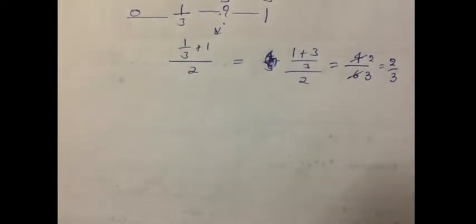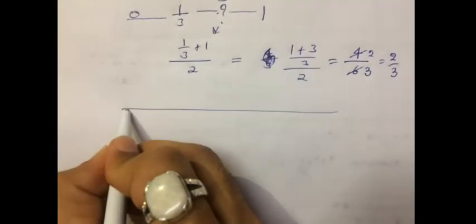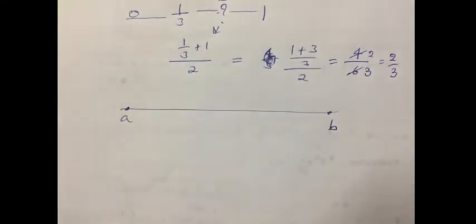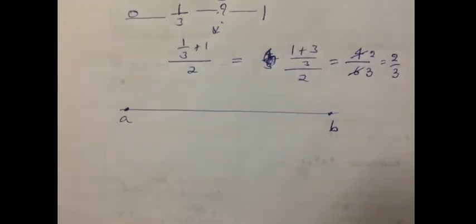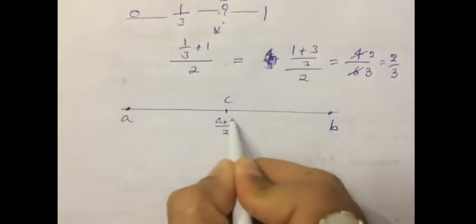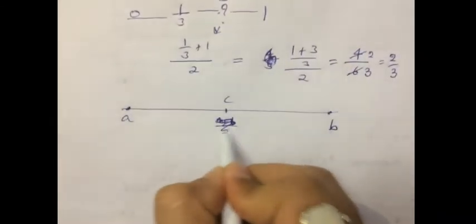Now let's see how we can find a number between two numbers. Like this is a number line, this is A and this is B. We have to find exactly one number in between that. That will be the centermost number. Let's say this is C. C will be equal to A plus B by 2.